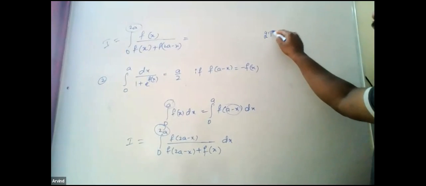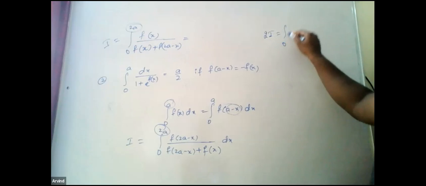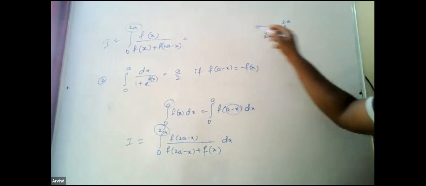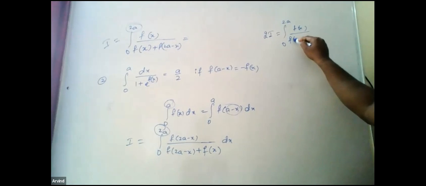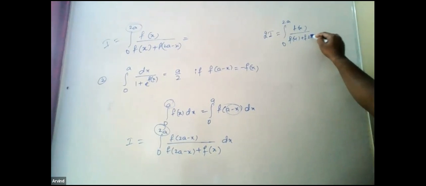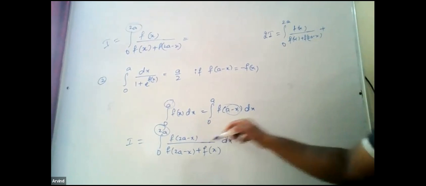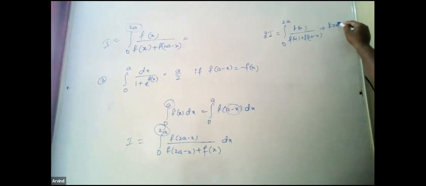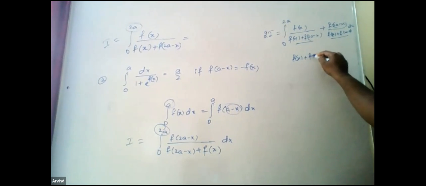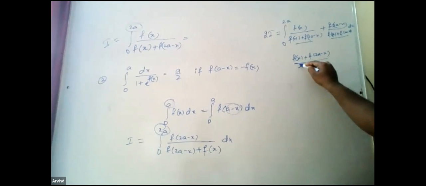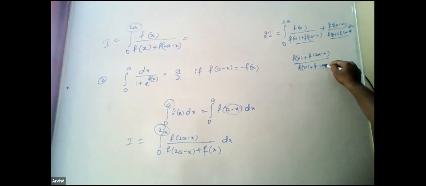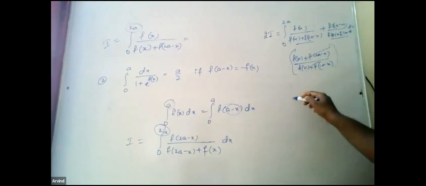If you add it, you get 2I. Observe, 0 to 2a, f of x divided by f of x plus f of 2a minus x, plus f of 2a minus x divided by f of x plus f of 2a minus x. Observe both the denominators are the same, so I can add the numerators: f of x plus f of 2a minus x divided by f of x plus f of 2a minus x. Both get cancelled, it is 1.